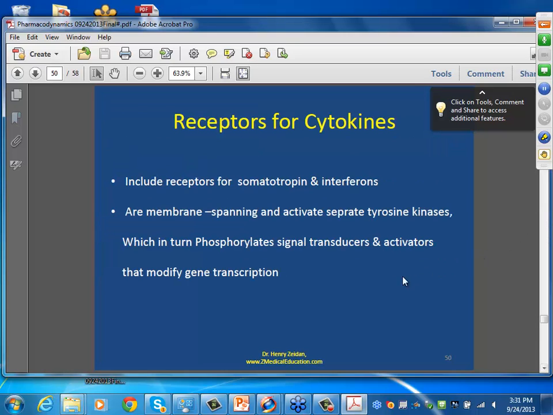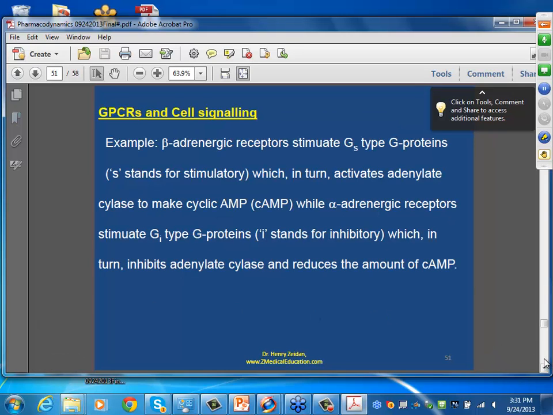So with cytokines, you're dealing with interferon and somatotropin. You're activating separate tyrosine kinase. You're dealing again with phosphorylation reactions, gene modifications. So it's an elaboration of what we mentioned in the past.